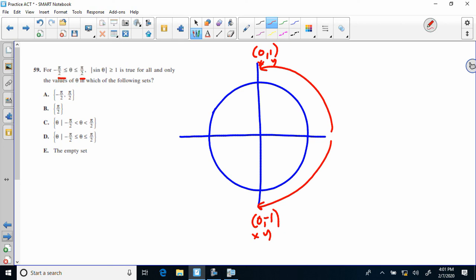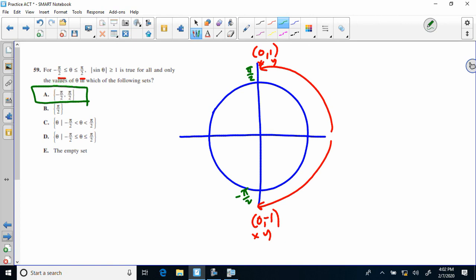They both happen at -pi halves and at positive pi halves, because this is negative pi halves on my circle, this is positive pi halves on my circle, so that's where the absolute value of them are 1. That's if you know your unit circle. If you don't know your unit circle on that one, I don't have a good way to do it. So that's how you approach it. Good luck on that one if you don't have it.